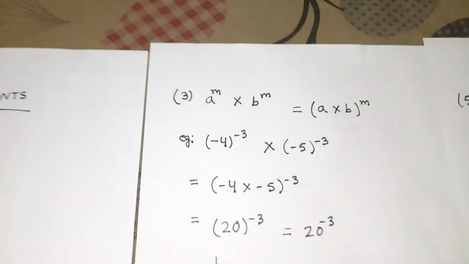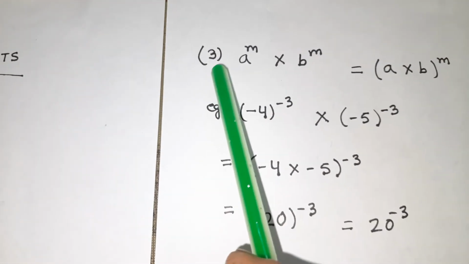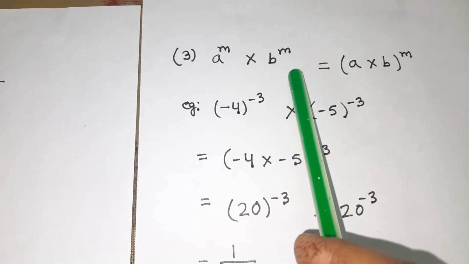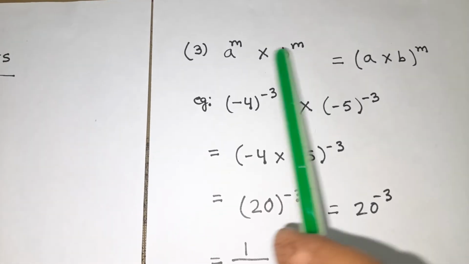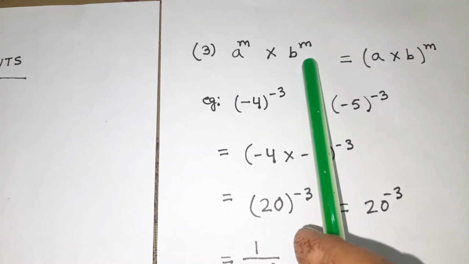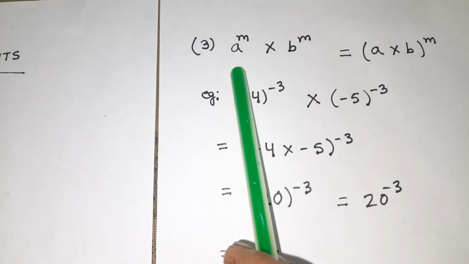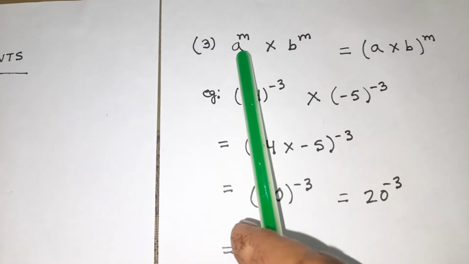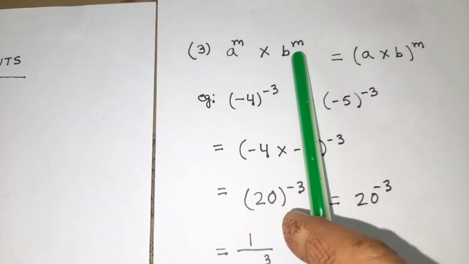Now we will move to the third law. What is the third law? A raised to the power m into b raised to the power m. See clearly here, the bases are different but the powers are the same. Here the base is a and here the base is b, but the power m is here and m is here.